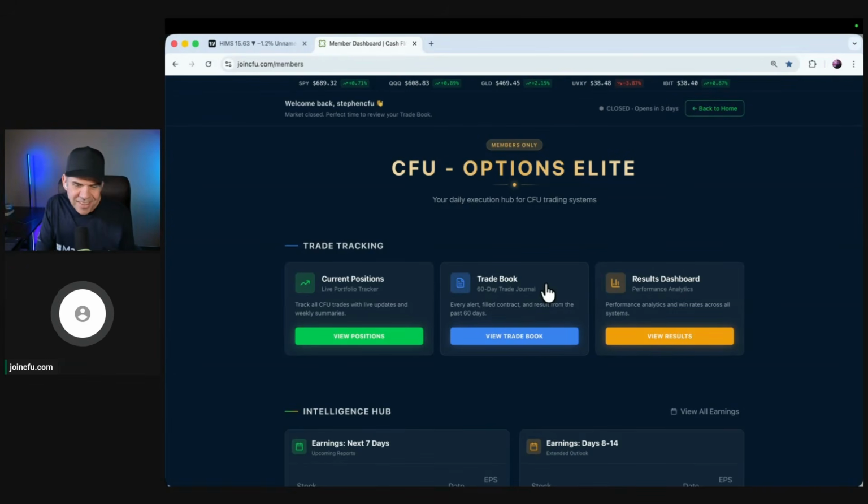Well, actually, I do have to authenticate every once in a while, but it's like I've got a 30-day cookie or something like that. But I come in here and this is the Options Elite dashboard. If you're a free member or you just started with CFU, you likely don't have a dashboard. It looks a little more trimmed down, a little more simple.